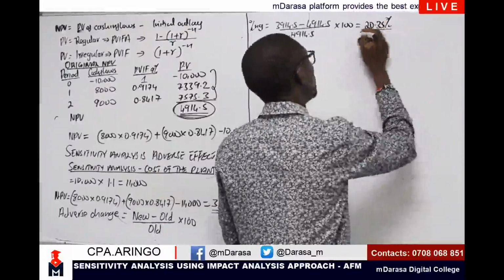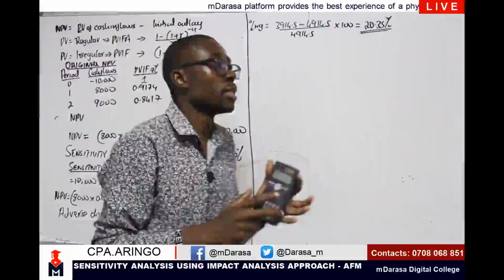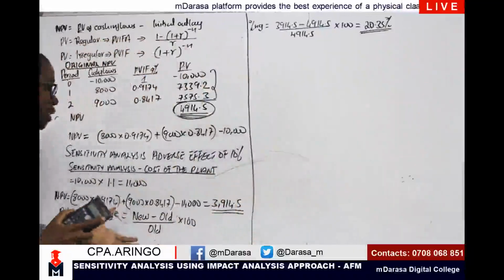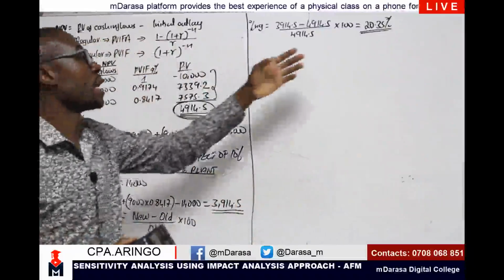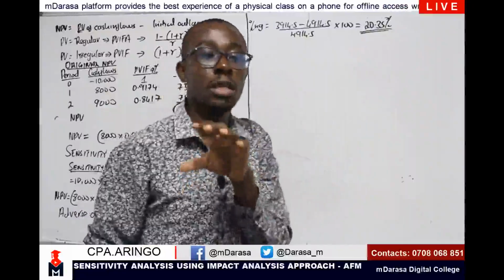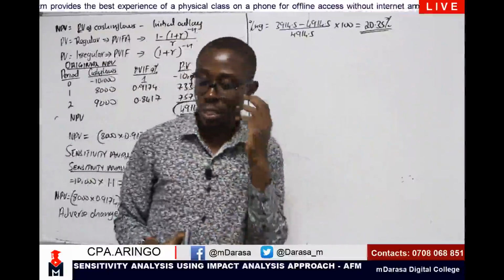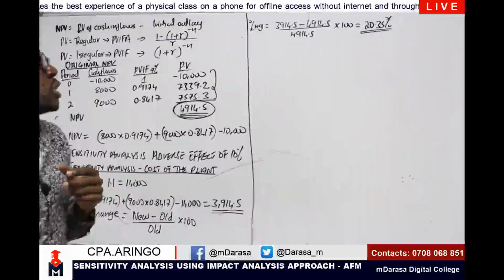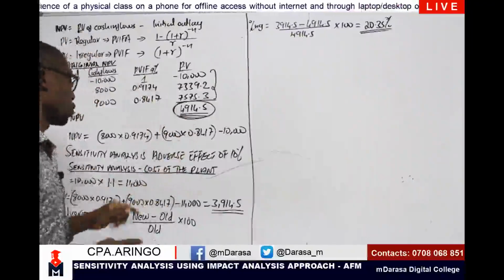20.35%. So you will find that the adverse change of cost of plant will have an impact of reducing our NPV by 20.35%. Adversely, right? Adversely affecting our NPV by 20.35%. So we are done with the first variable, which was cost of plant.